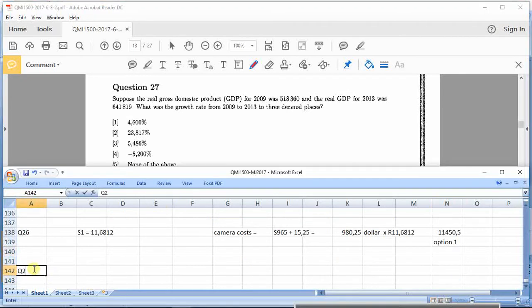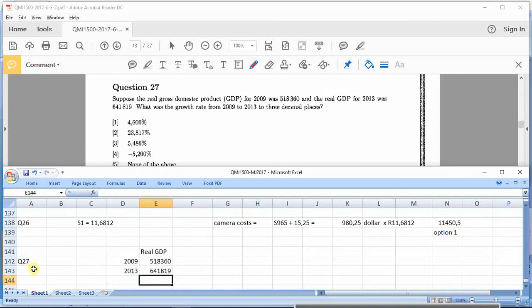Okay, 27. Suppose the real GDP for 2009 is that. So 2009 GDP, or real GDP, is 1518360. Okay, 2013 it's 641,819. What is the growth rate from there to 3 decimal places?